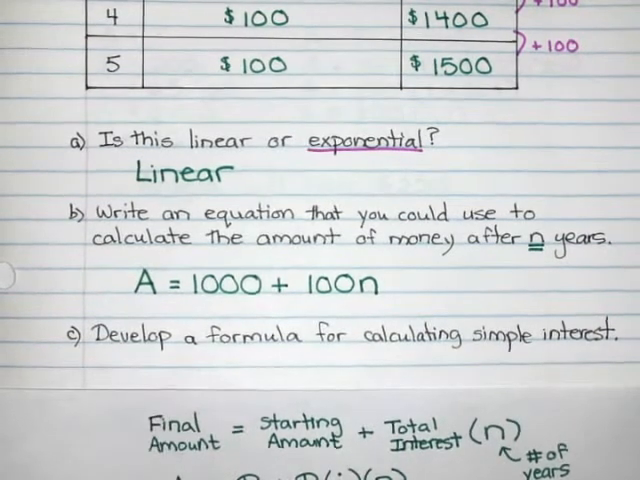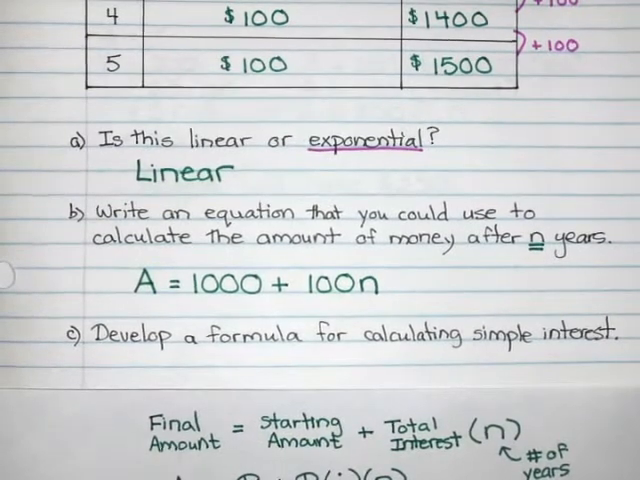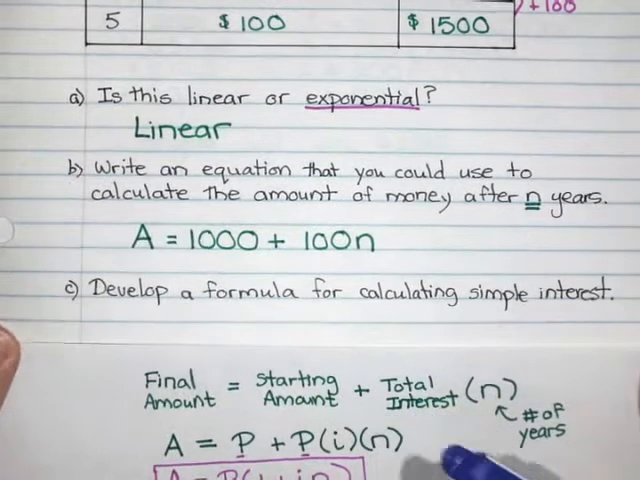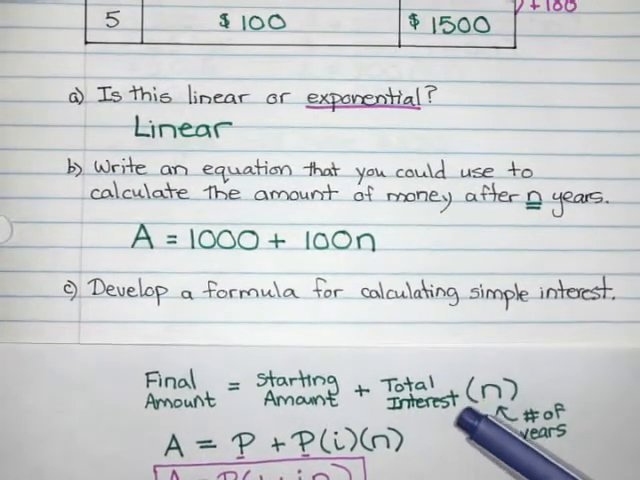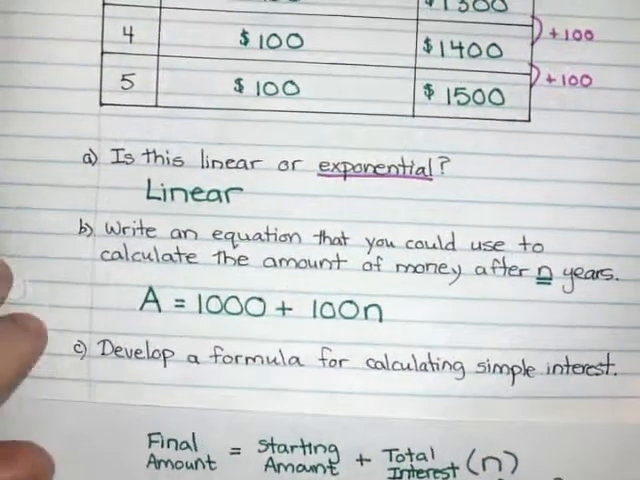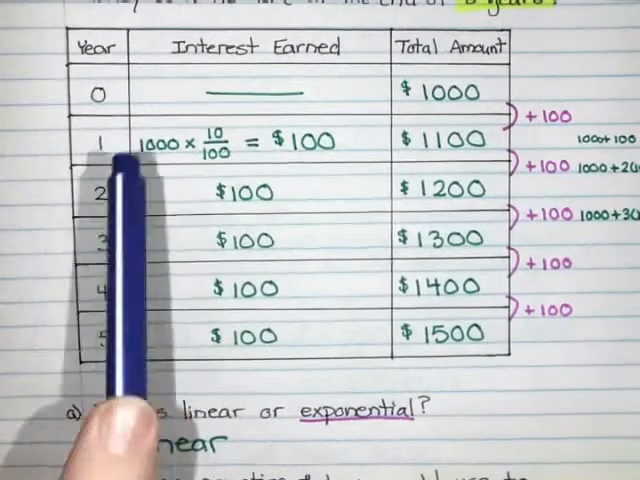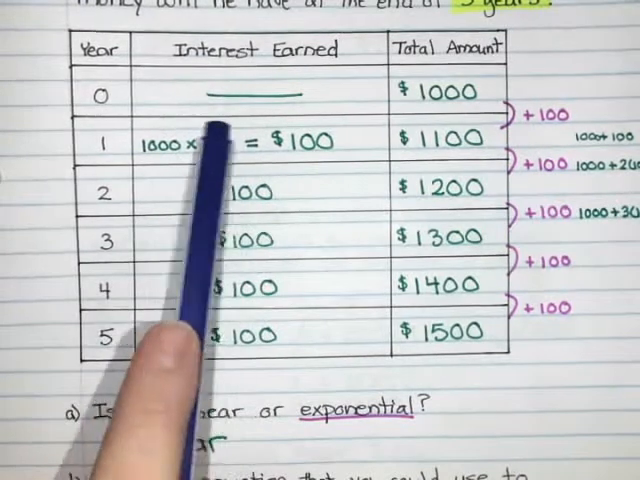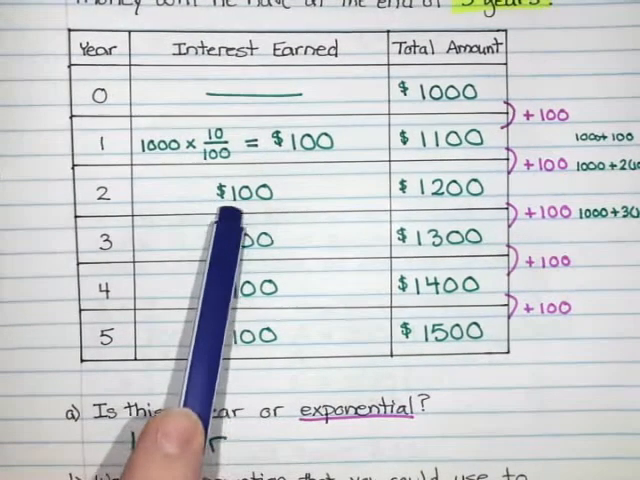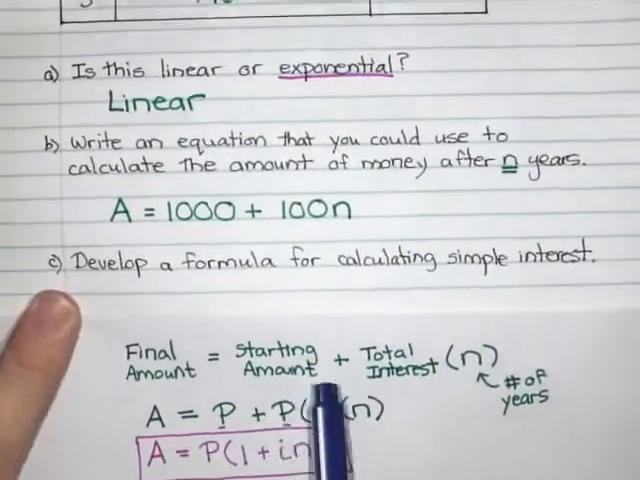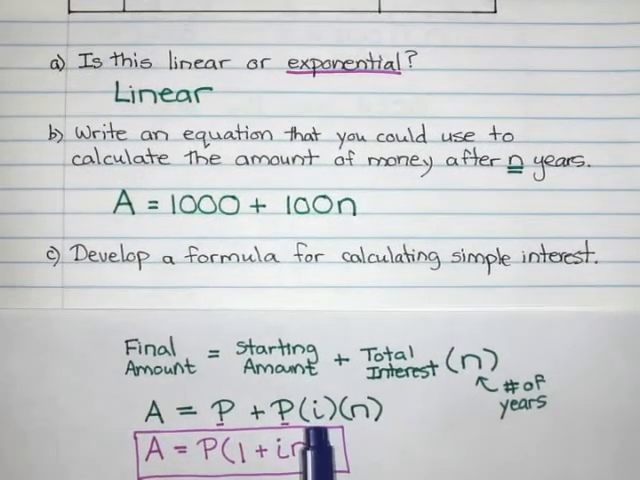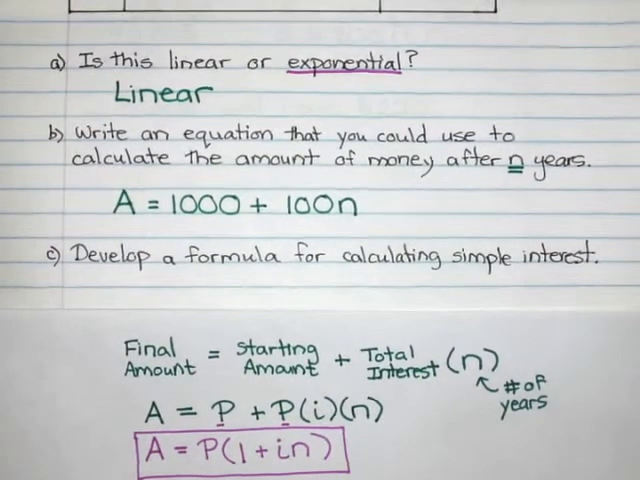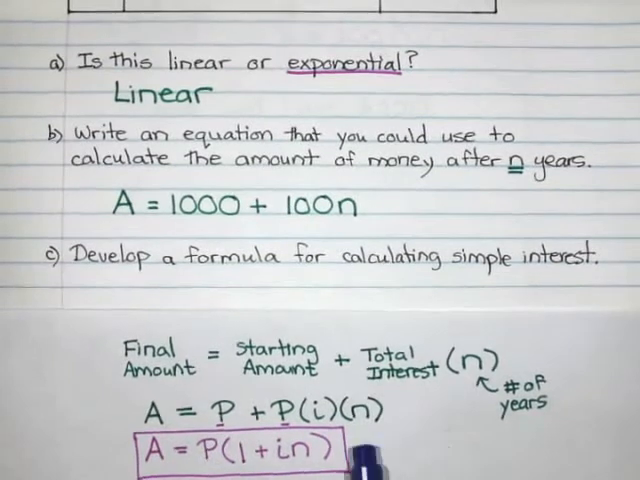I like to use A for the final amount. Amount starts with A. For the starting amount, because it is called the principal, we use the letter P. And then the total interest, we calculated that $100 by doing $1,000, our principal, times 10% as a decimal, so 10% divided by 100. So that is P, my principal, times I, where I stands for the interest rate once it's been divided by 100. And then n is the number of years.